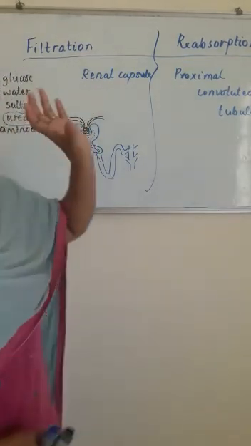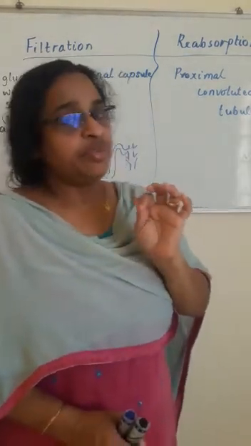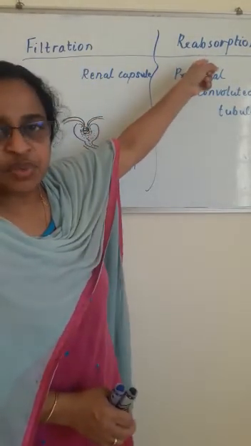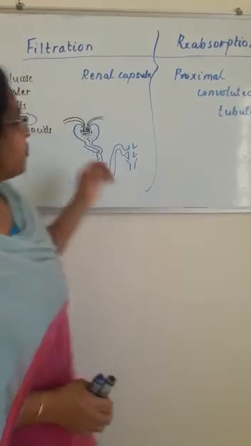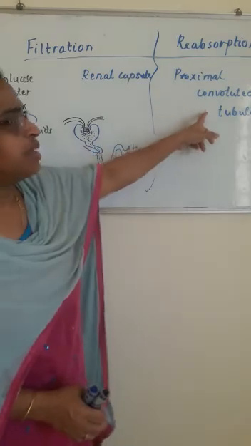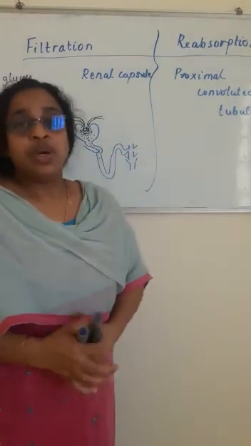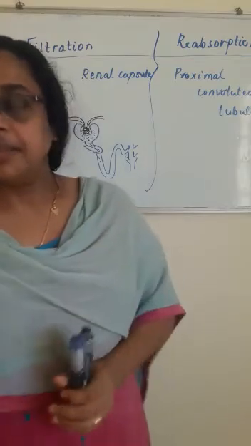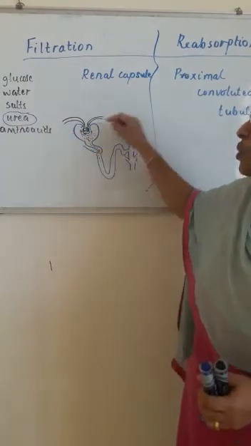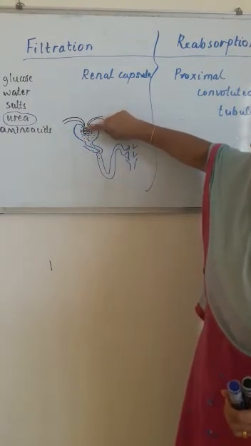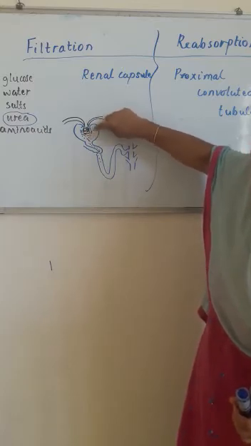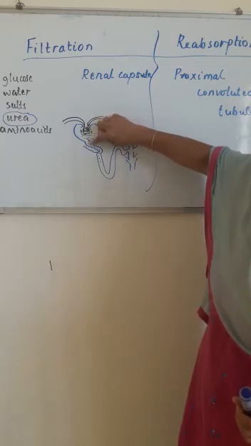So how many processes are there in urine formation or urine excretion? The main thing is filtration, and next is reabsorption. Where does the filtration occur? It occurs in the renal capsule, and reabsorption occurs in the proximal convoluted tubule. Now, which are the things that are filtered? Since all of them are smaller molecules, they are filtered through the gaps of the walls of the blood capillary and also the walls of the renal capsule. They will be filtered into the space.